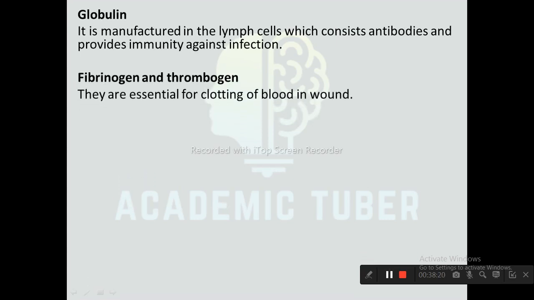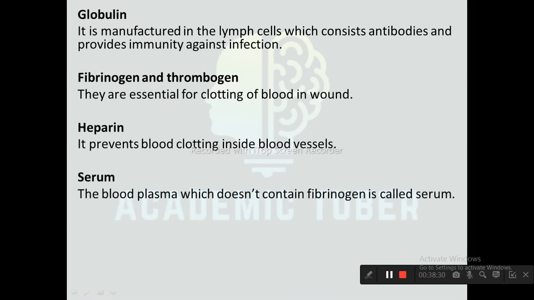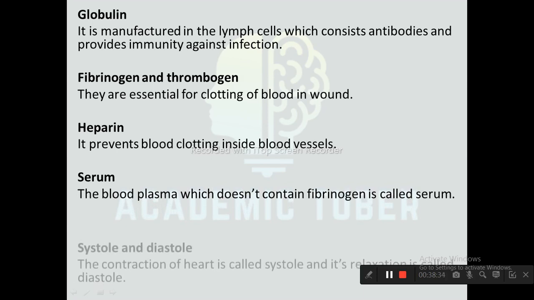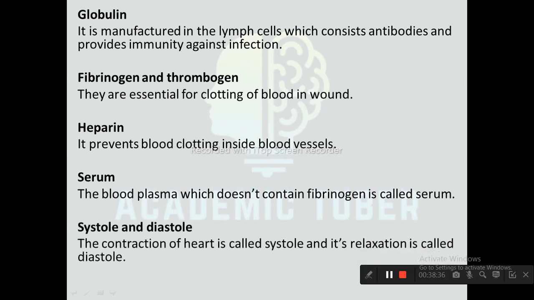Fibrinogen and thrombogen, they are essential for clotting of blood in wounds. Heparin, it prevents blood clotting inside blood vessels. Serum, the blood plasma which does not contain fibrinogen is called serum. Systole and diastole, the contraction of heart is called systole and its relaxation is called diastole.